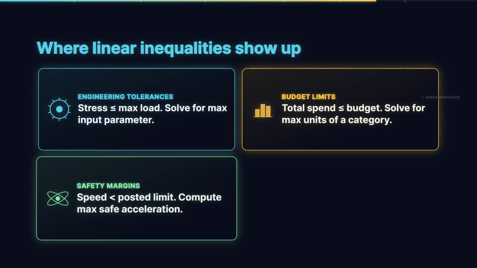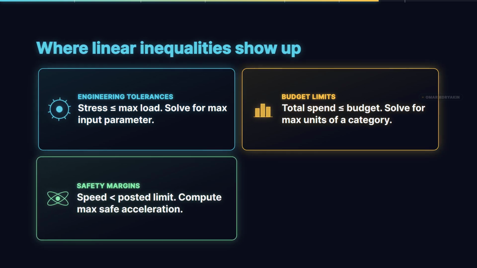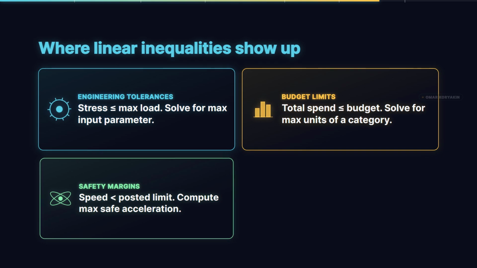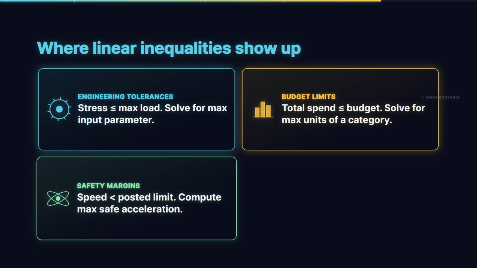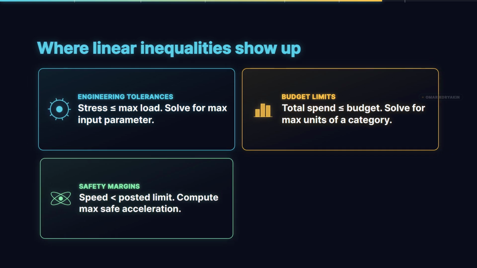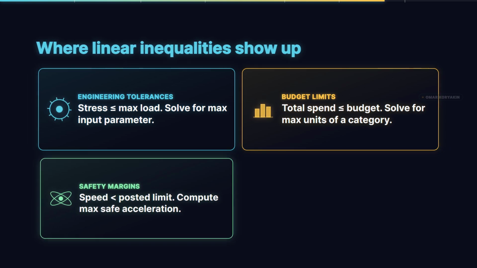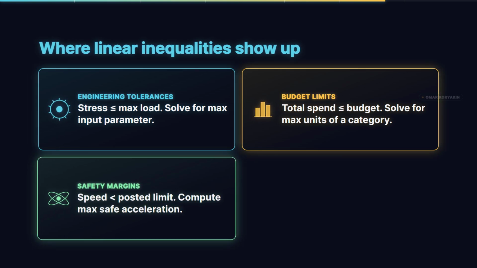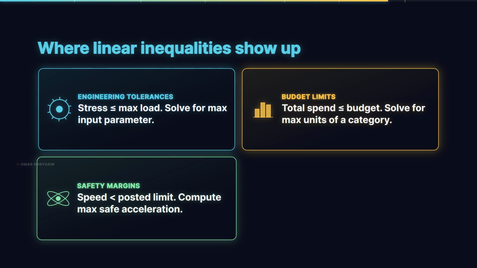In transportation and safety engineering, vehicle speed must stay less than the posted speed limit, and acceleration must stay less than the maximum safe acceleration for the road conditions. The relationships often involve other variables like distance and reaction time, all linked by inequalities that need solving for the maximum safe input value. Aviation, marine, and rail safety engineering all rely heavily on this kind of inequality work.